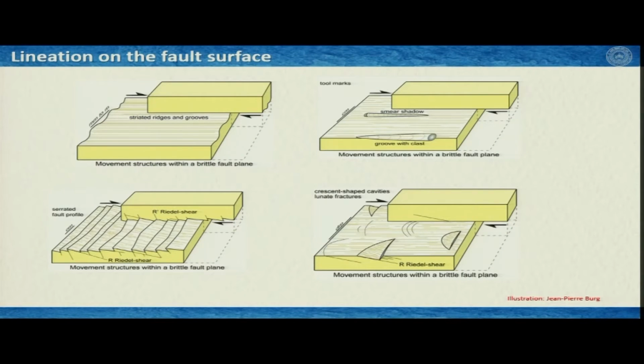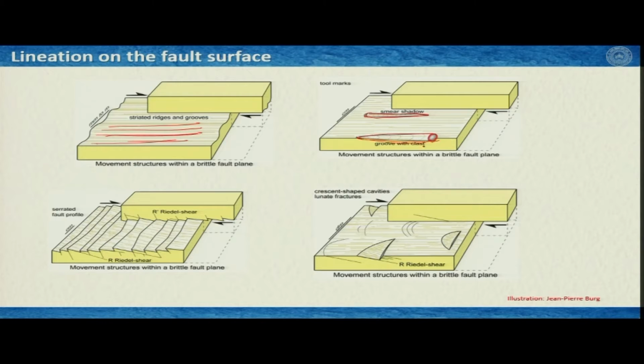Now, the fault surface, as we talked about, can be characterized in many different ways. Here there are 4 schematic illustrations. One is very simple, as we have seen in the previous image: it is the movement of structures within the brittle fault plane. You only form striated ridges and grooves, like alternating very fine ridges and grooves. And if you have some sort of clast, a broken piece, on this fault surface, then this also gets dragged, and you generate something which is called smear shadow or groove with clast.